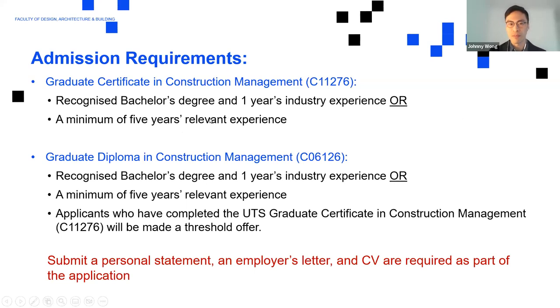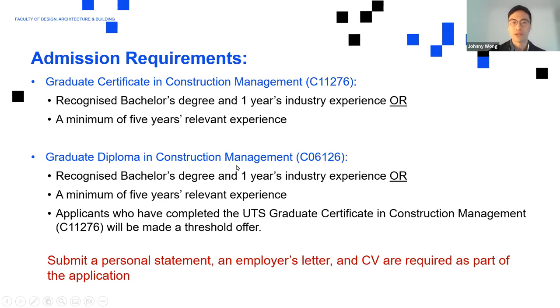In terms of the admission requirements for the graduate certificate in construction management, we require applicants to have a recognized bachelor's degree and at least 1 year of industry experience. Another alternative admission requirement is a minimum of 5 years relevant experience. What I mean here is, if you don't have a recognized bachelor's degree and 1 year of relevant industry experience, an alternative is a minimum of 5 years relevant experience.